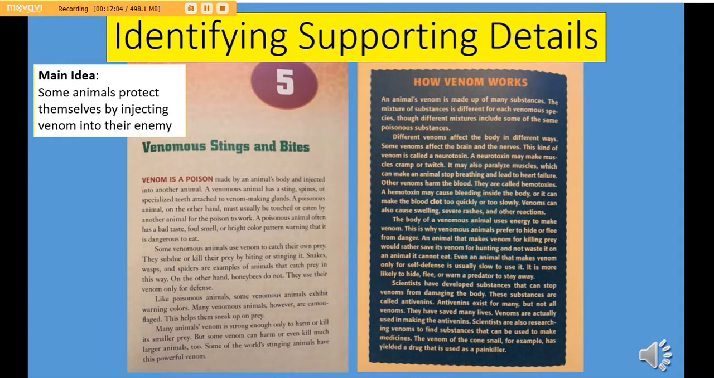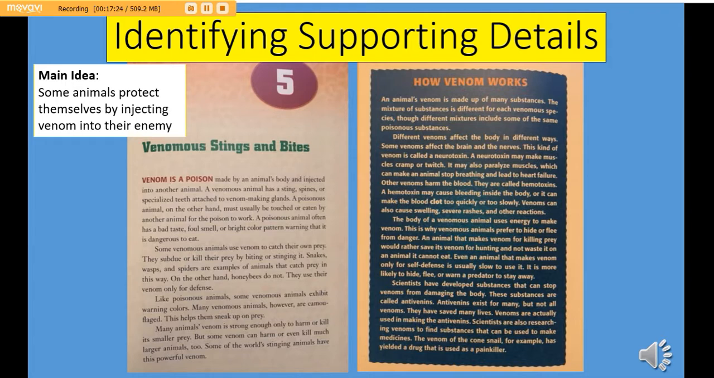Scientists have developed substances that can stop venoms from damaging the body. These substances are called antivenoms. Antivenoms exist for many, but not all venoms. They have saved many lives. Venoms are actually used in making the antivenoms.